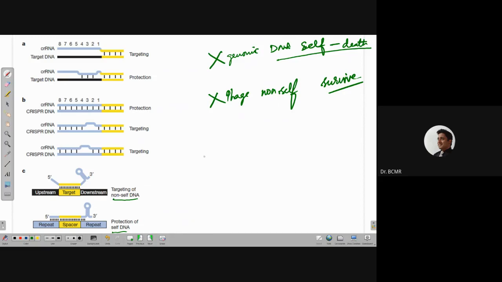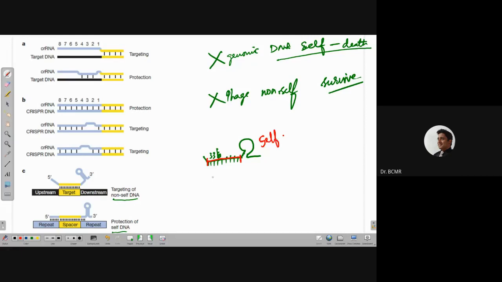The CRISPR RNA has a hairpin loop that comes from the repeat, okay? And this is the spacer that has somewhere around 20-30 bases, say 33 bases. This is the only sequence that has come from the phage. The rest of the sequence is that of CRISPR, or you can call it the self.